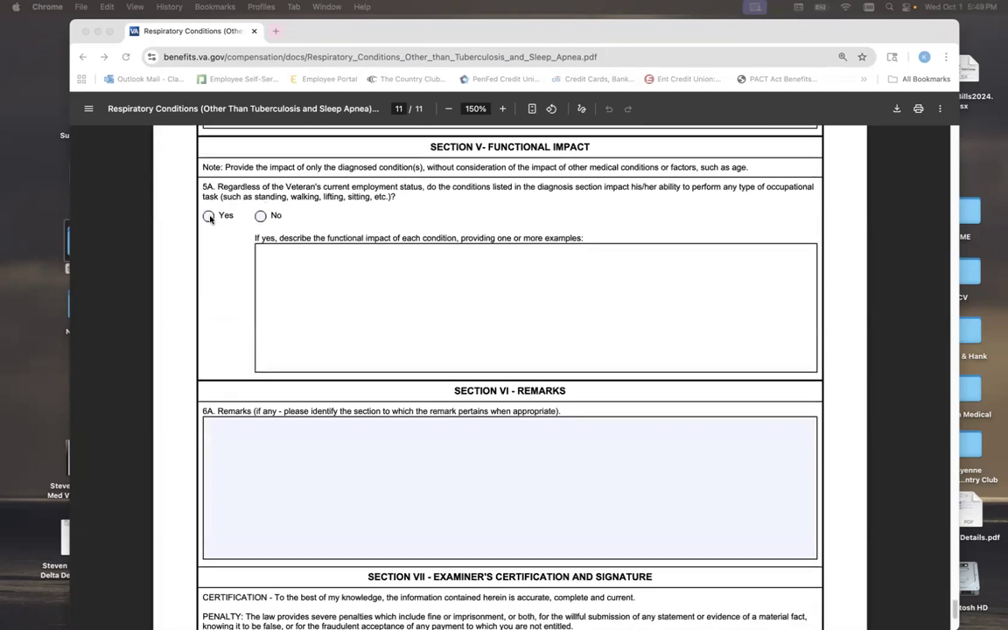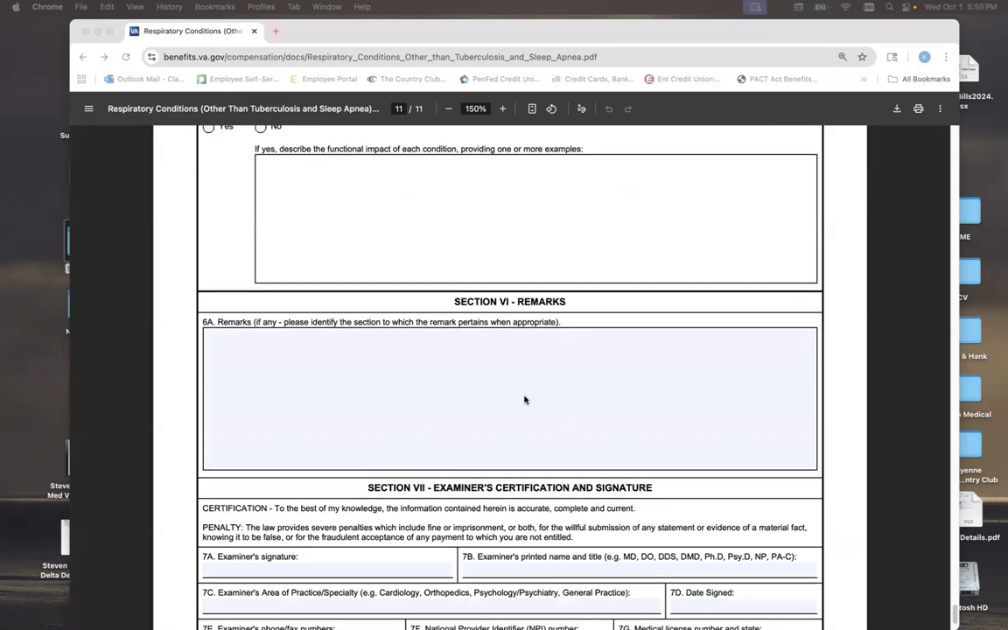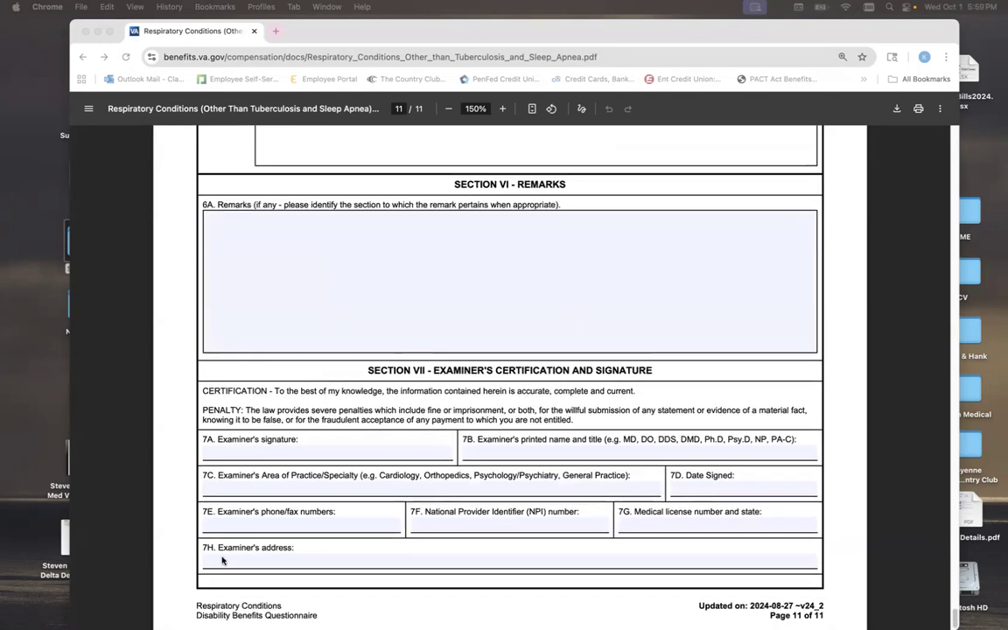Functional impact. This is how does the veteran's respiratory condition impact what they can do on a daily basis or the occupation. And so with this, climbing stairs, running, working outside, being outside if there's fire smoke or bad air pollution. So this is where you want to put that. Having to stop and catch breath, things like that. And then you could add any remarks you want at the end. And then this is your information.